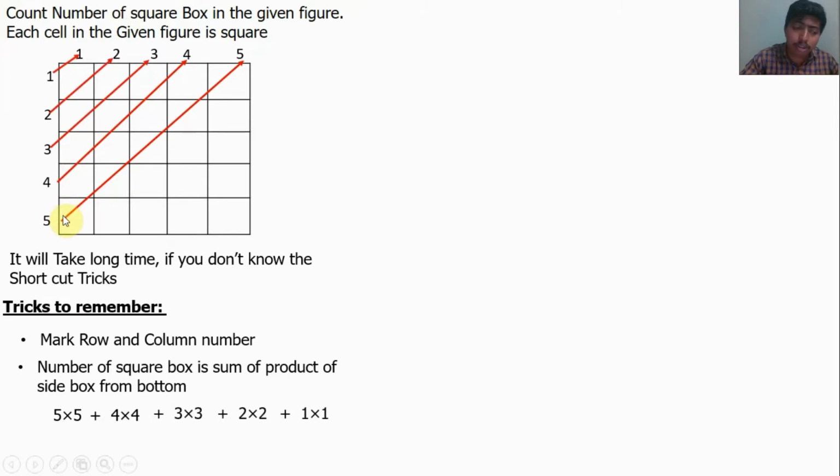You start from the end and finally you stop at the initial end. Okay, here 5 into 5 is 25, plus 16, plus 9, plus 4, plus 1 is equal to 55. In this given figure, 55 number of square box are available. Okay, an easiest approach.